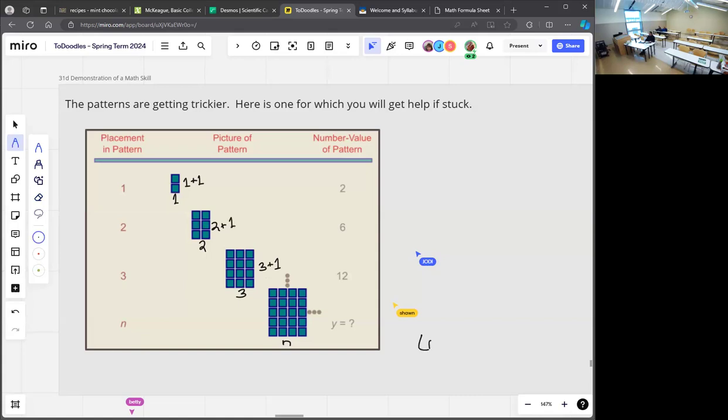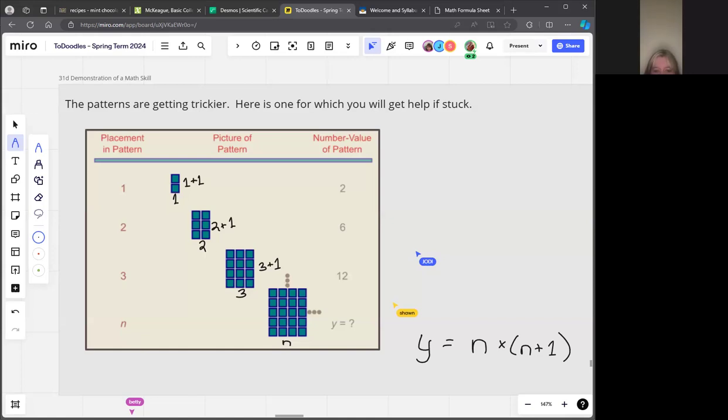So here we have length times width, but the bottom is the row number, like 2 or 3, and then the height is always 1 more than that. Oh, okay. So n times n plus 1. Do you see it now that I've said it? Yeah, I see it. I'm struggling to understand it.